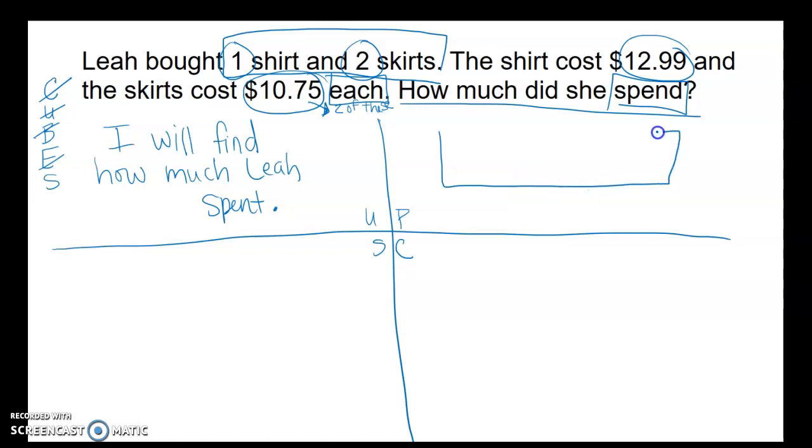So that means in our strip diagram, that's what we're looking for. I'm going to put S for spend. We need to add up everything she bought, and that will give us our total.